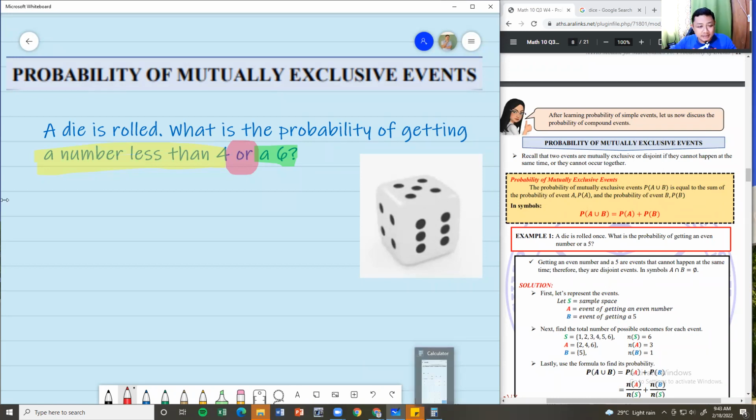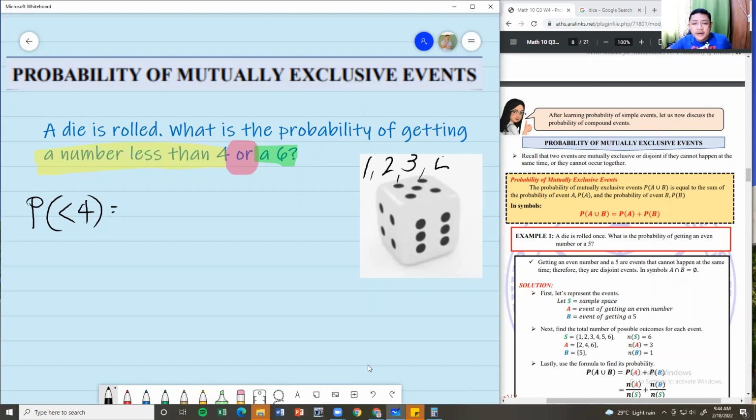Okay? So let's have this. The probability of getting a number less than 4 is what? How many numbers are there in the die that are less than 4? How many are they? Type the answer in the chat box, please. They are 3. They are 1, 2, and 3. Is 4 included among the numbers less than 4? Yes or no? No, because 4 is equal to 4.